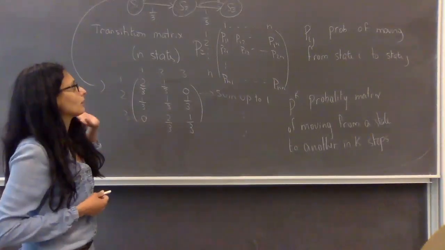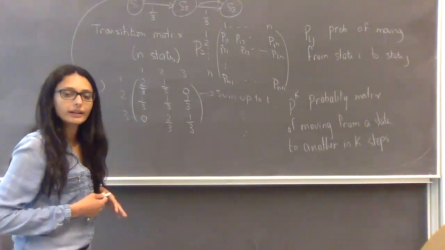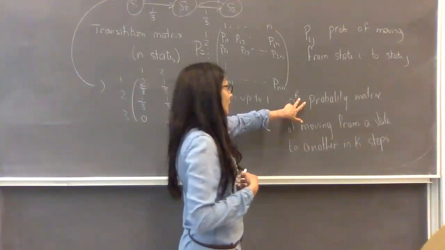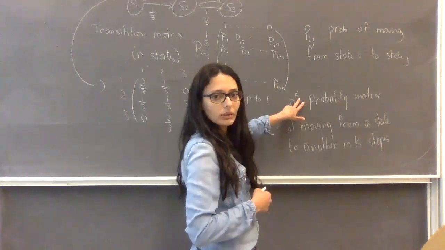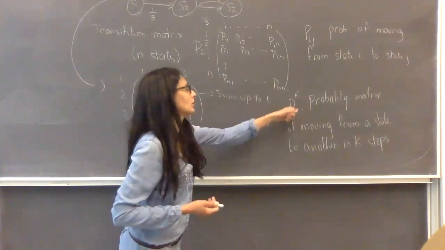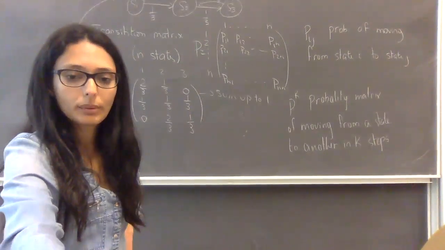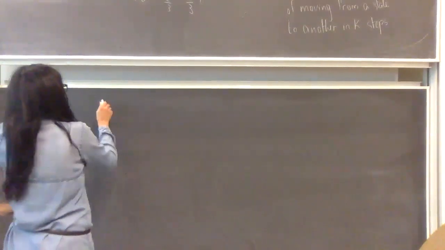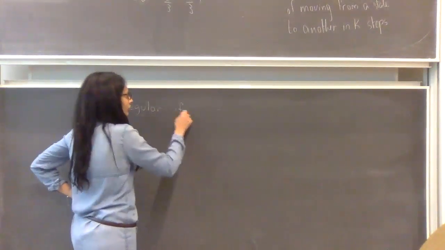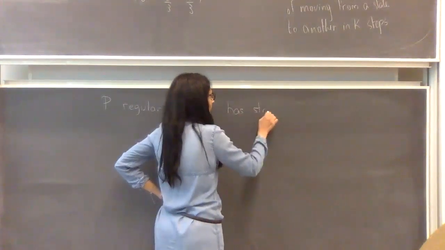Then I say that my probability matrix, my Markov chain, is regular, and it means that when K goes to infinity, P^K will tend to be the same matrix. So the limit of P to the power K is equal to one specific matrix that gives me all the probabilities. P is regular.